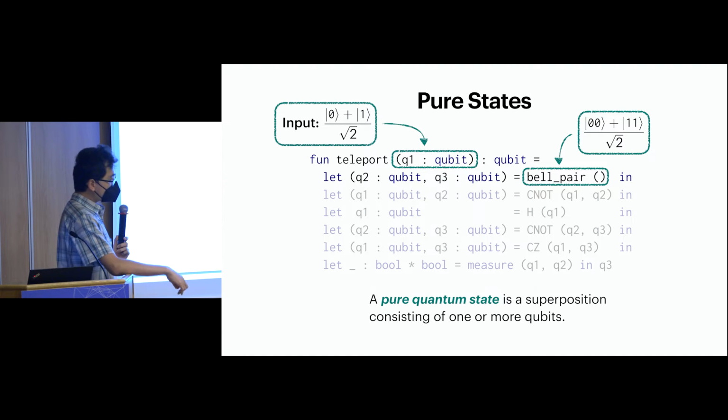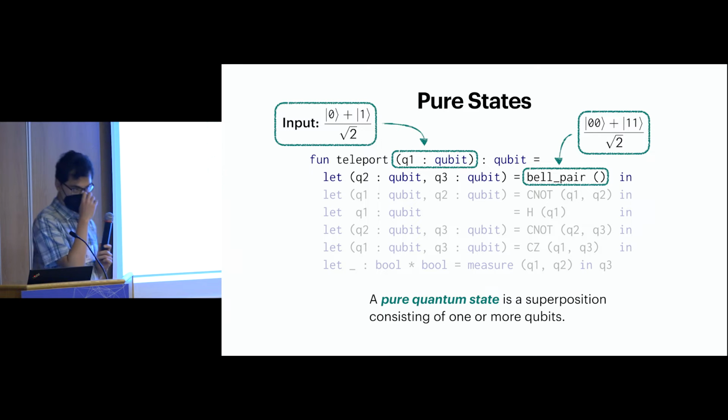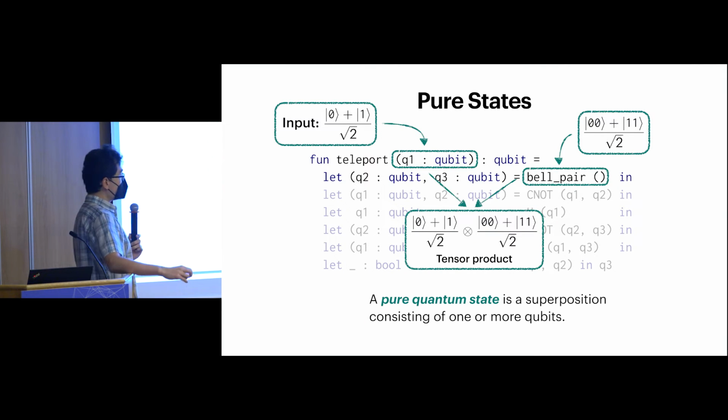So, generalizing a qubit, we can create something called a pure quantum state, which I'll just define as a superposition containing 1 or more qubits. So in this example here, we can say that the input of the program, the superposition of 0 and 1, is a pure state. And so is the state that is being produced by this helper function called bell pair. It's producing the state that's a superposition of 0, 0, and 1, 1 over 2 qubits. And it's also a pure state. Given 2 pure states, you can combine them to produce a larger pure state by taking the tensor product. So here, the tensor product of these 2 states is the state of the whole program.